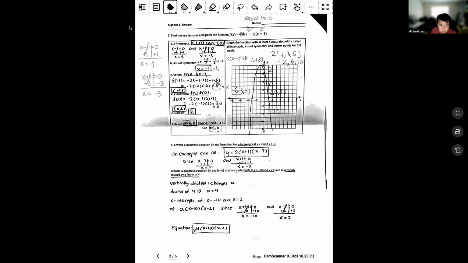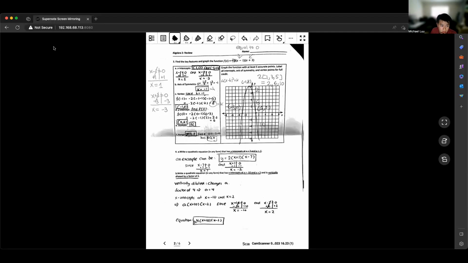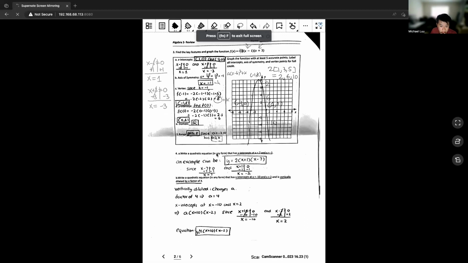I don't think my screen is loading, so I'll try to do that again. Let's load that again.